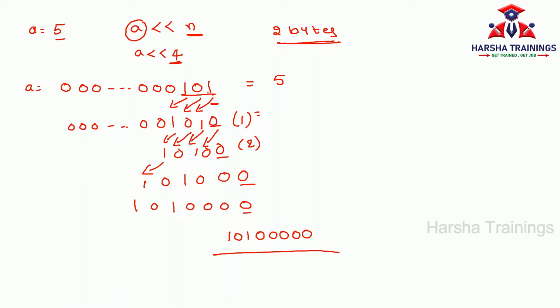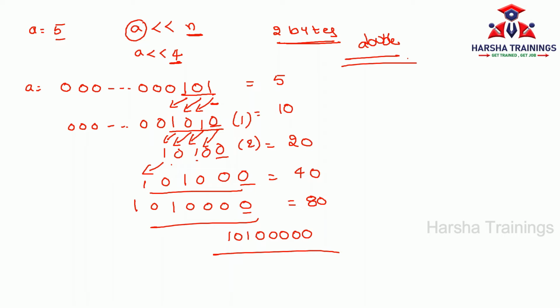Now convert into decimal. 1 0 1, the decimal value is 5. 1 0 1 0, the decimal value is 10. 1 0 1 0 0, the decimal value is 20. So here the decimal value is 40. Here the decimal value is 80. Now you got it? 5, 10, 20, 40, 80. What is the meaning of this? For each left shift operation, the value becomes double.